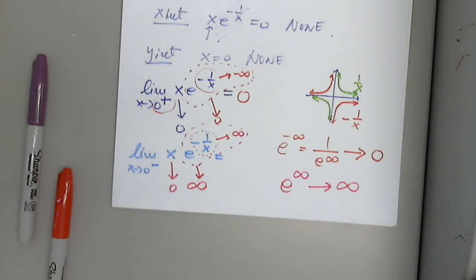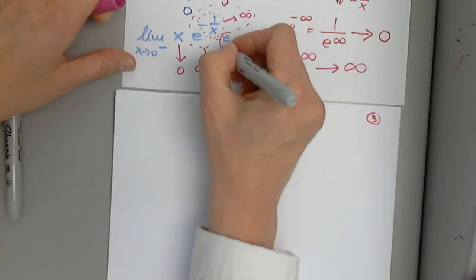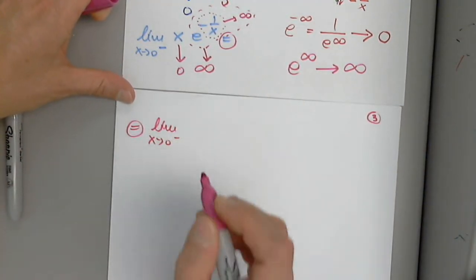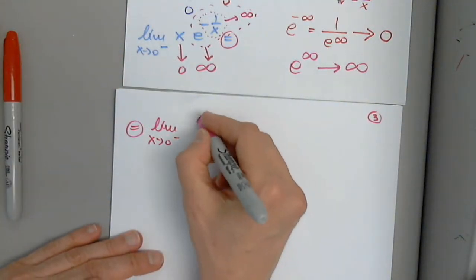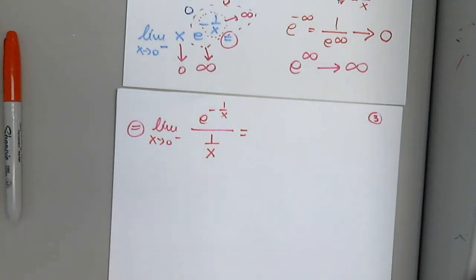Zero times infinity is what? Very good. One of the 7 indeterminate cases. Thank you, Chris. So I have to work on it. I can't draw any conclusions here. So let's work on it. Limit as x approaches 0 from the left. And this is the obvious thing to do. What am I after?